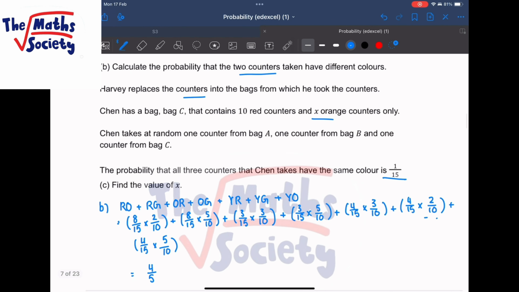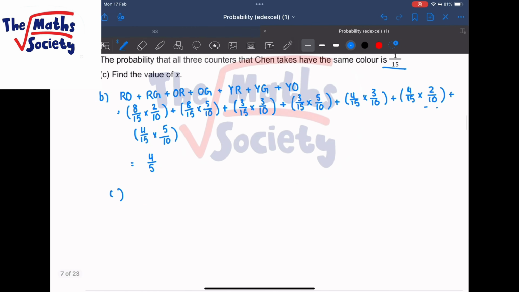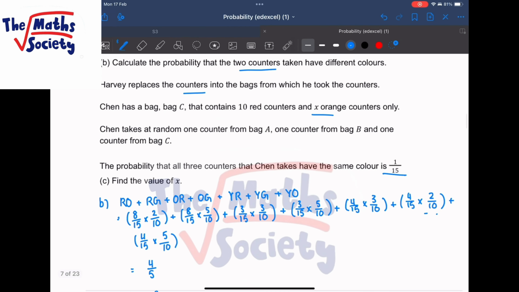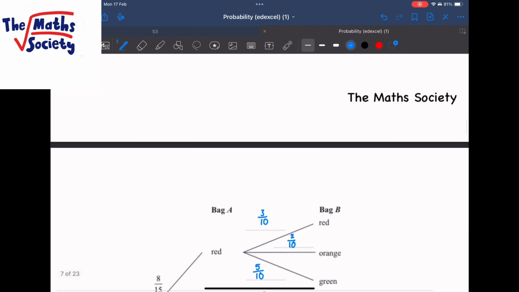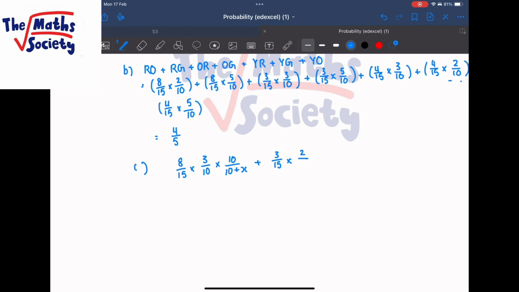So we know that 10 red counters, 8 orange counters. So red was 8 by 15. Let's multiply another red, which was 3 by 10, multiply with 10 by 10 plus X, yeah? Unknown. Plus 3 by 15 multiply, should be 2 by 10, orange, multiply X by X plus 10. And that equals to 1 by 15.